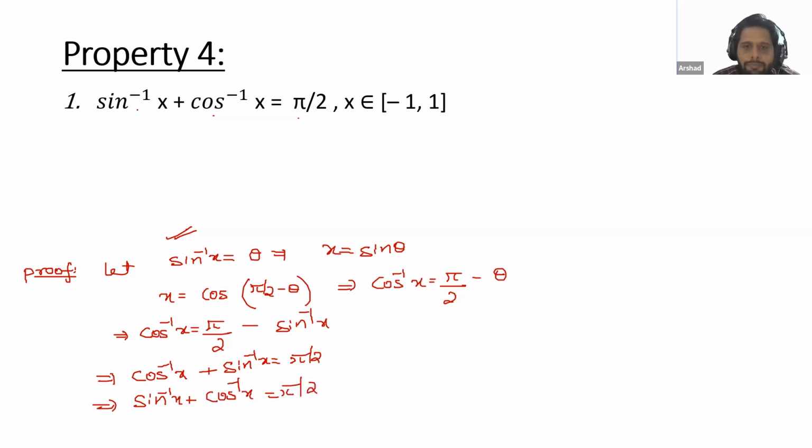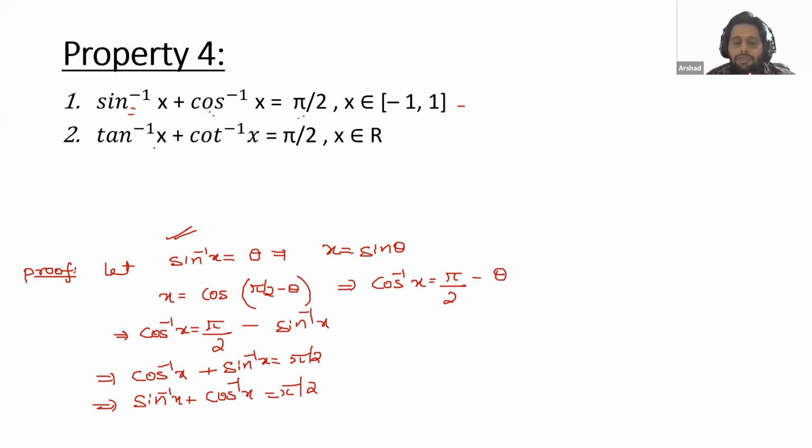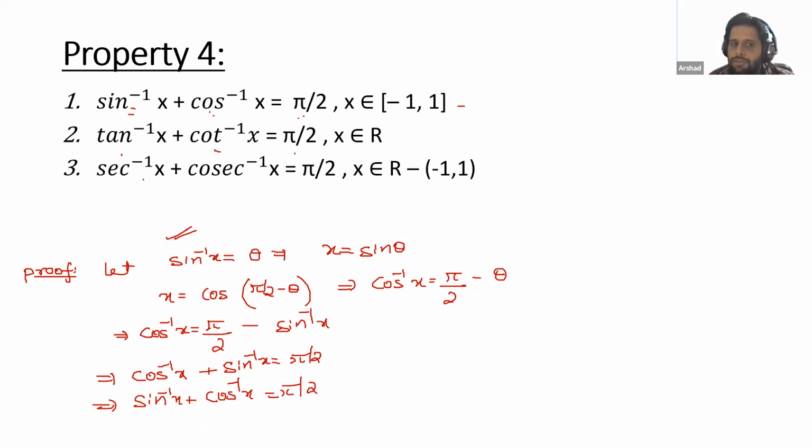So please remember sine inverse x plus cos inverse x is equal to pi by 2, and you already know this value of x. Similarly, tan inverse plus cot inverse will give you pi by 2. Similarly, third is sec inverse x plus cosec inverse x. So these are the pairs: sine inverse with cos, tan with cot, sec with cosec. So this will give you pi by 2. So we have done the proof of first part. Similarly, rest of the part we can do the proof like this only. So everyone, please note down this, confirm me, then we will do one more property.